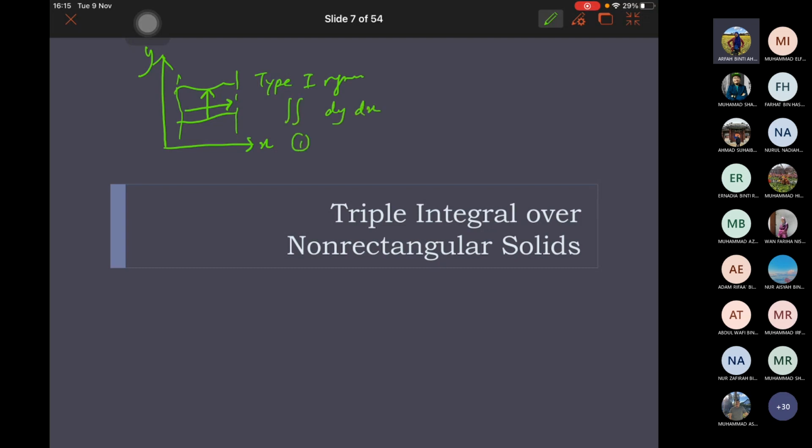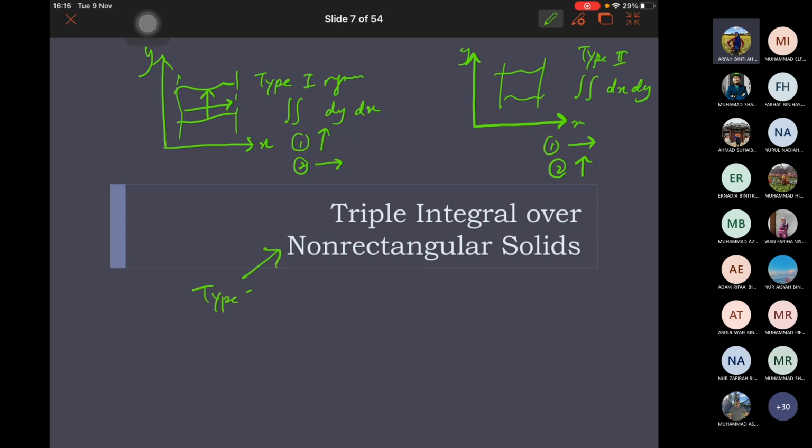So gerakan dia first movement bawah ke atas, second movement kiri ke kanan. Then awak akan ada untuk lagi satu, dia punya solid will be in the form of macam mana? Like this for example. Okay, macam gini. So gerakan dia x dan y, kita akan ambil type 2 region yang mana dia punya double integral over dx dy. So kita gerakkan first movement daripada kiri ke kanan, second movement daripada atas ke bawah. Okay. So ini untuk double integral. So the same goes for triple integral.